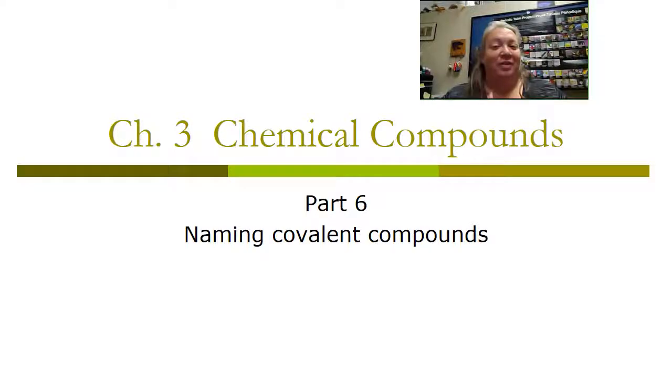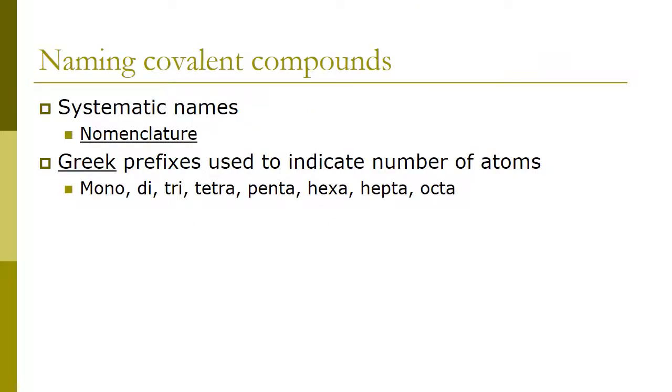Well, you learned what a covalent compound is. Remember, two nonmetals. You also get to learn some of the naming techniques and how it differs from an ionic compound. So let's get started. Our covalent compounds are different than ionic.